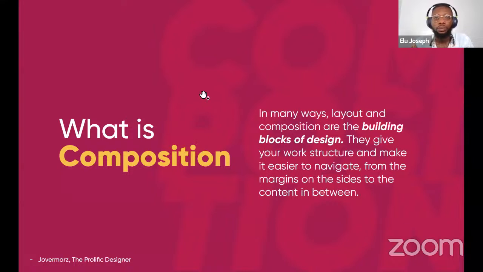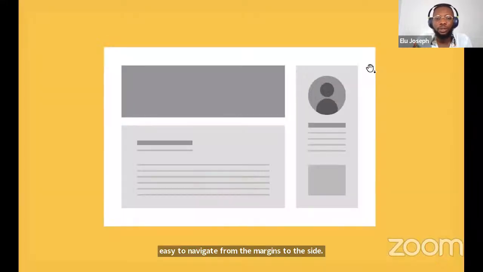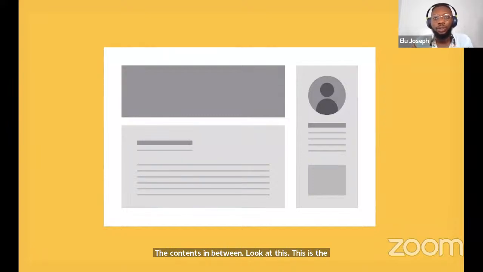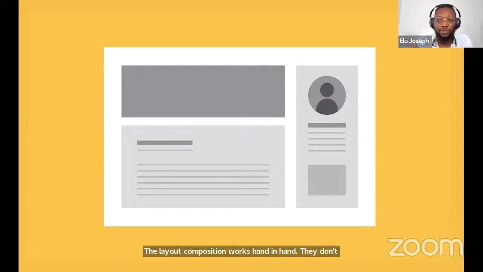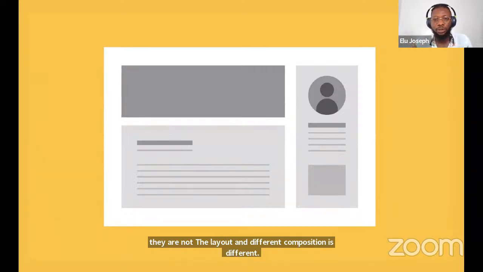Okay, so every design, like I said, has a layout. Every design is made up of a composition, right? They give your work structure and they make it easy to navigate from the margins to the side and the contents in between. Look at this. This is the perfect layout and composition. So layout and composition work hand in hand. It is not that layout is different and composition is different. It is layout and composition, right?